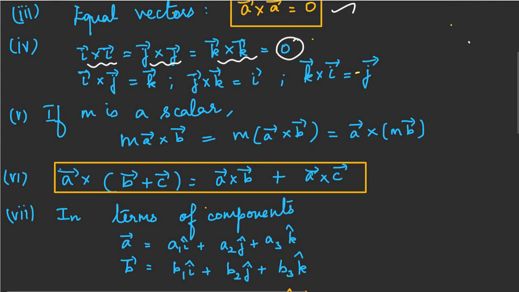Next, moving on to m is a scalar. If m is a number, m into a vector cross b vector can be written as m into a cross b, or a cross m into b. Then the distributive property: a cross (b plus c) can be written as a cross b plus a cross c.